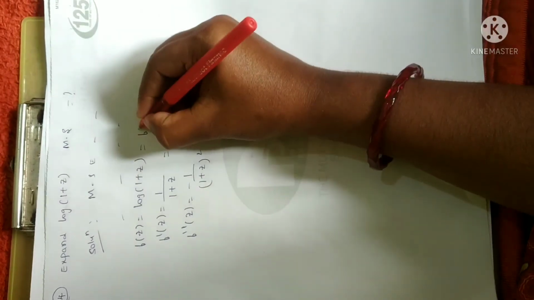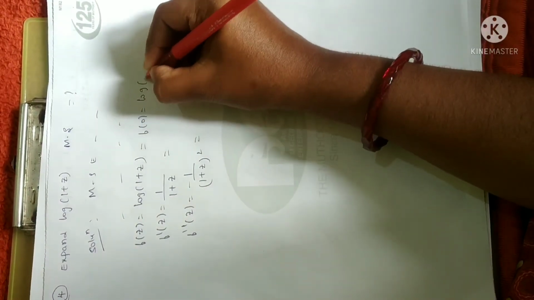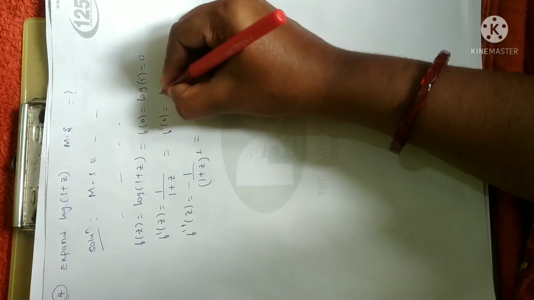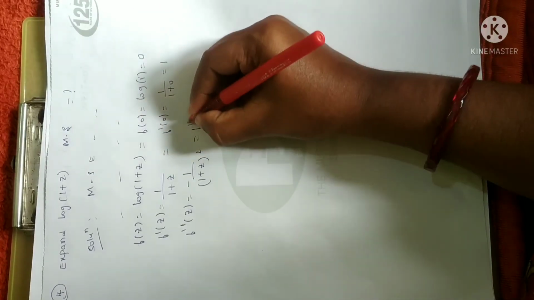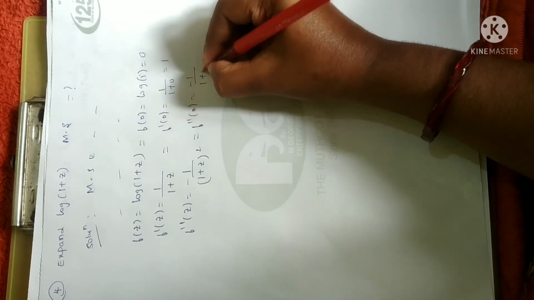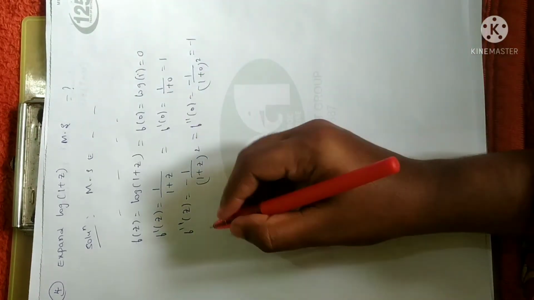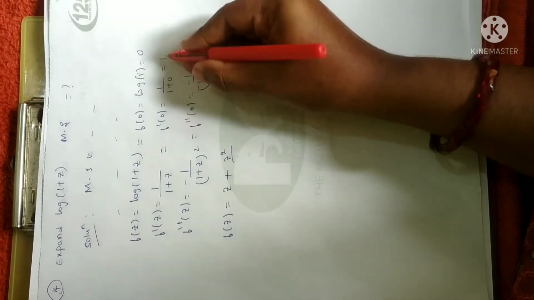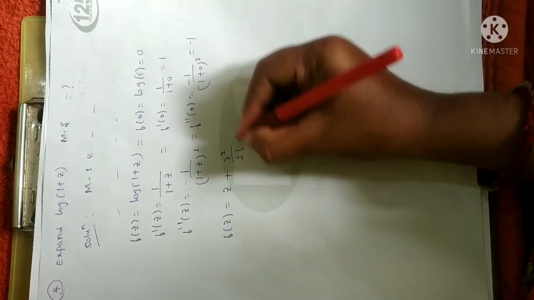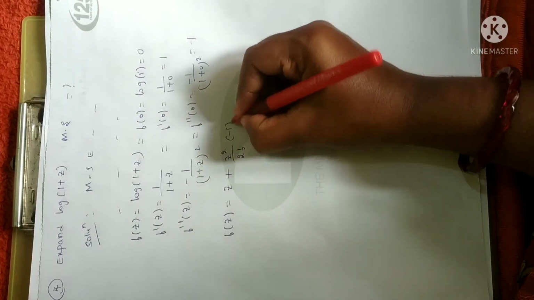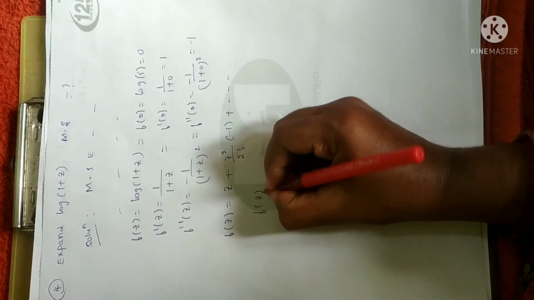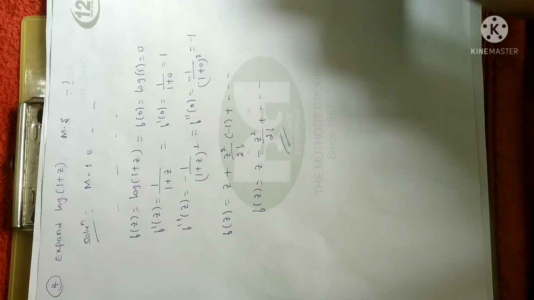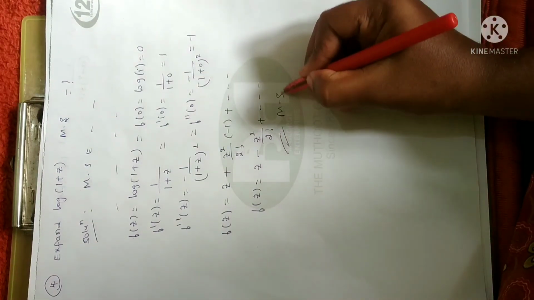Now f of 0 you find out, you will get log 1, right? 0 plus 1 is log 1, which is 0. Now f dash of 0 is 1 divided by 1 plus 0, which is 1. Now f double dash of 0 is minus 1 divided by 1 plus 0 whole square, which is minus 1. So you will get the Maclaurin series as z, the first term will not be there, plus z square by 2 factorial into minus 1, plus so on. That is, f of z is equal to z minus z square by 2 factorial plus so on. So this is the required Maclaurin series expansion of the given problem.